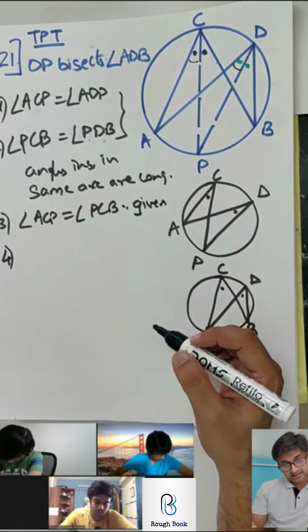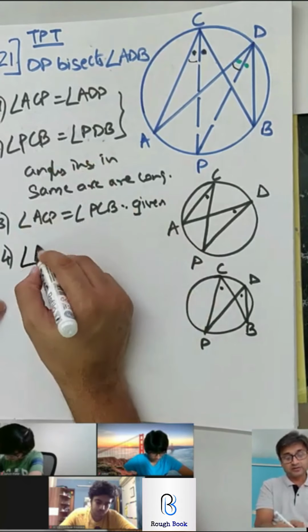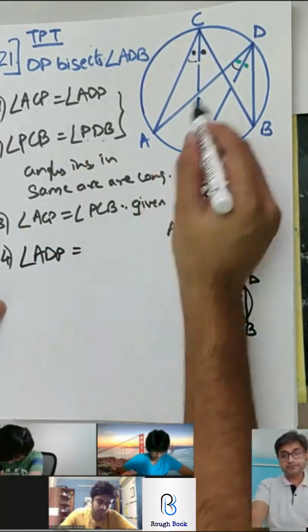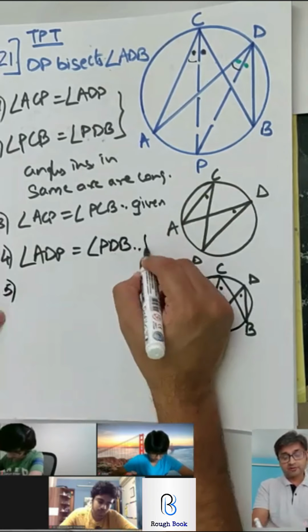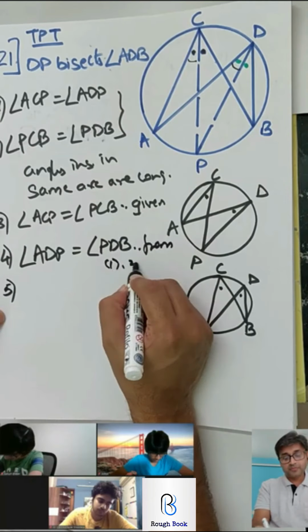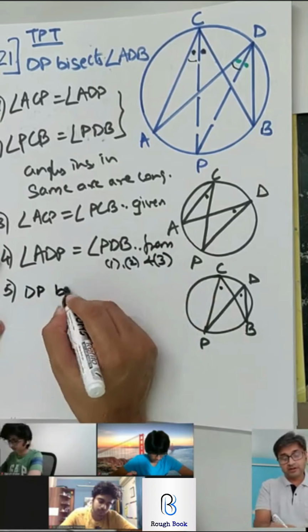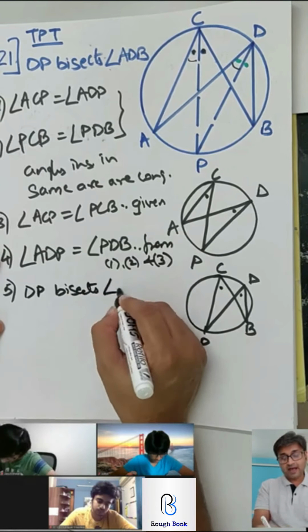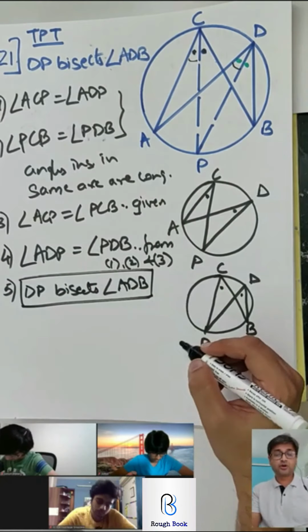Now if you carefully look at these 3 steps, whatever gets cancelled, you cancel it and you're sorted. So ACP gets cancelled in our head, PCB gets cancelled. What is left is ADP is equal to PDB. And you can write from 1, 2 and 3, and finally we can say therefore DP bisects angle ADB. So just put a box to it and you're sorted.